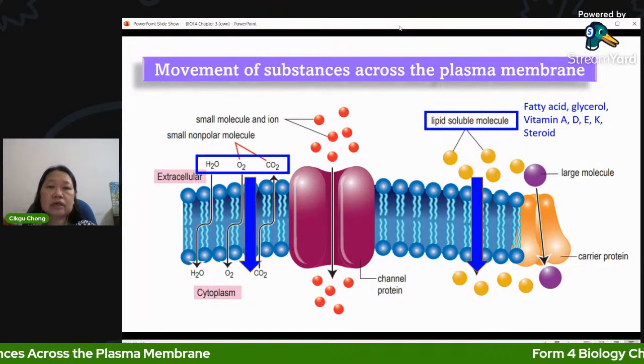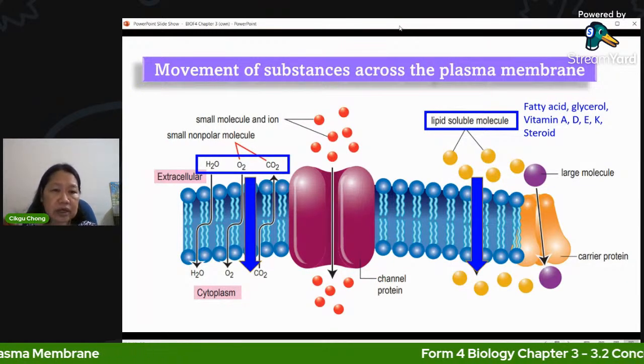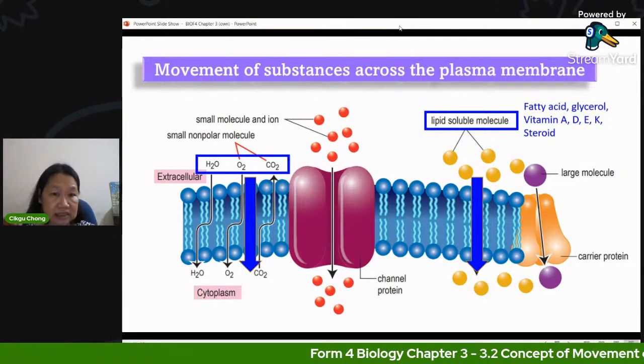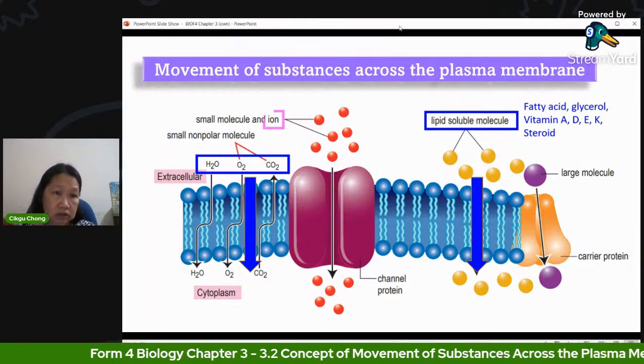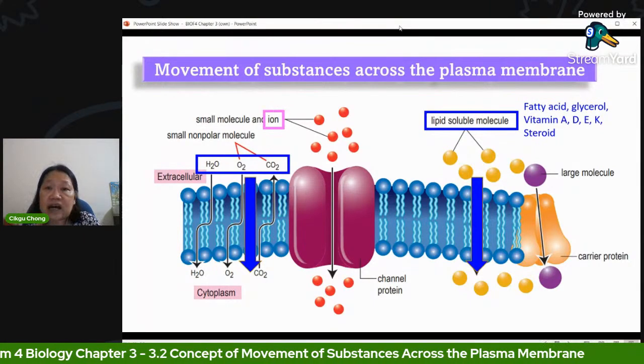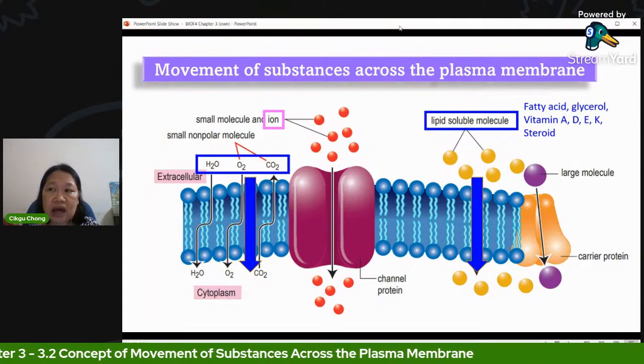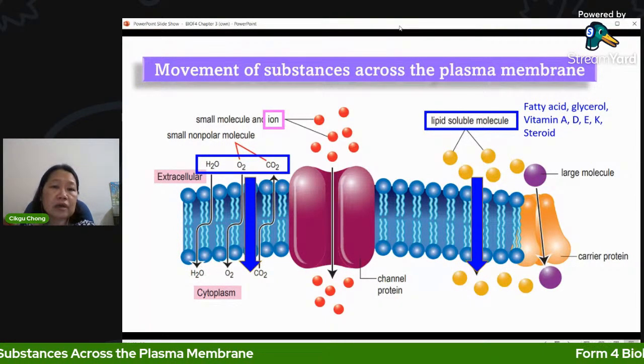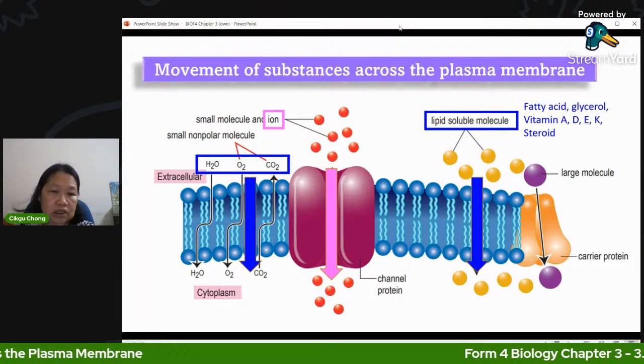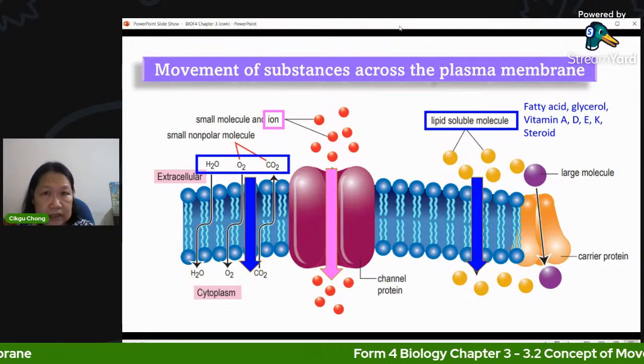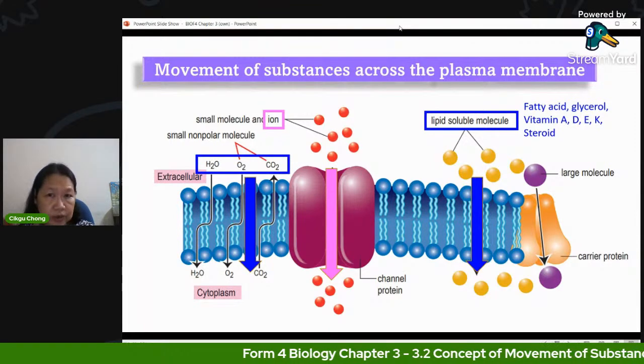Now, the second method where substances can enter or exit the cell is through the channel protein. Ions are charged, like the potassium and sodium ions. They will be able to pass through the channel protein, including water. Water is able to pass through here as well.